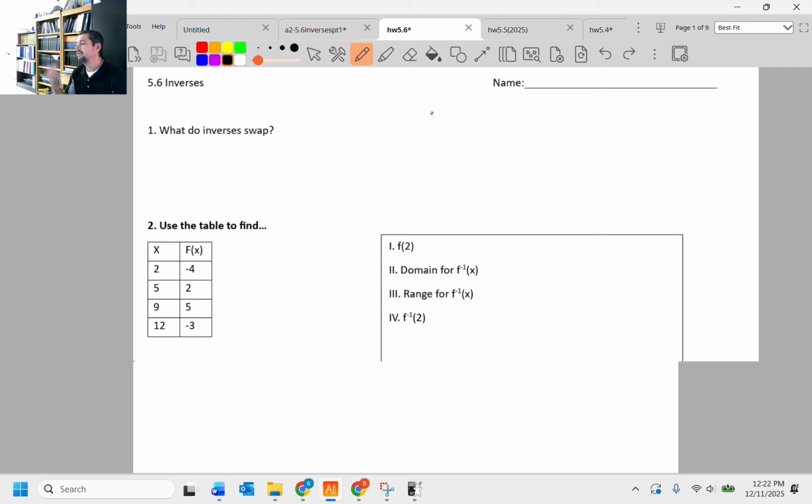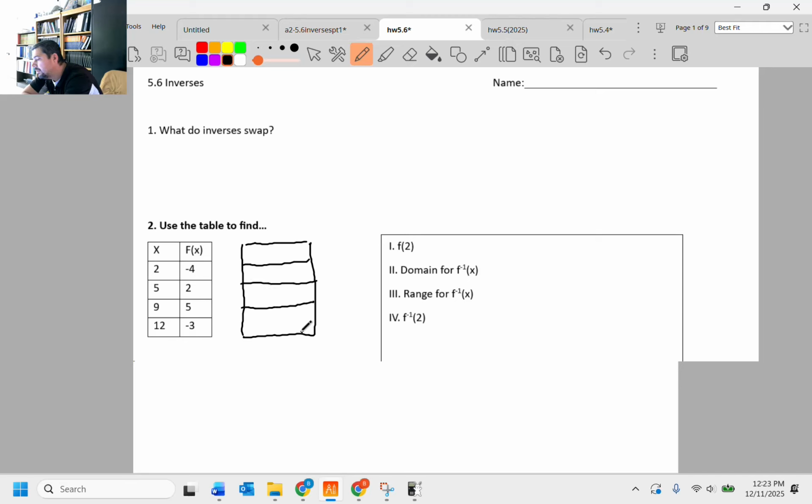Okay, so since I know that inverses swap x and y, I'm just going to go right off to the side and make another table. You don't have to do that, but it'll make more sense if you do. Well, what do I need? I need 5 rows in my table. So this one would be x and its inverse, f of x. And we're just going to swap things around. That's all we're going to do.